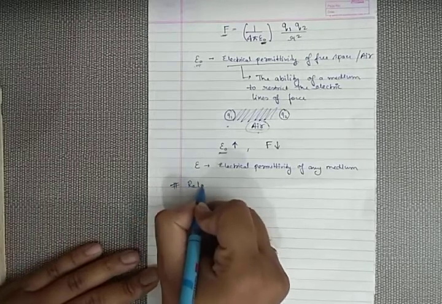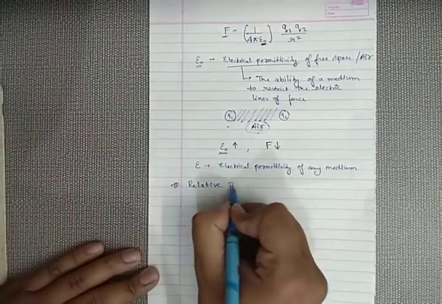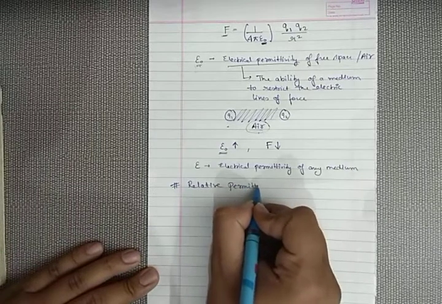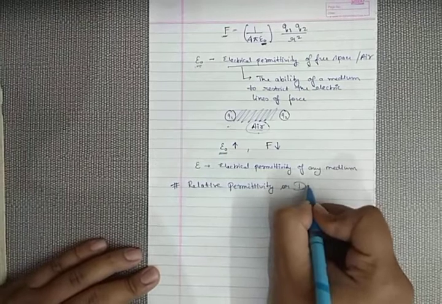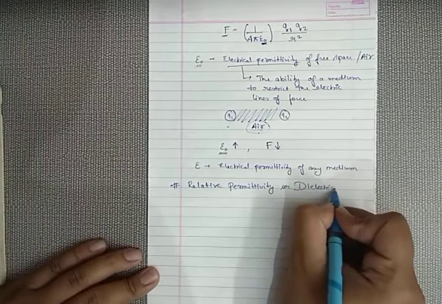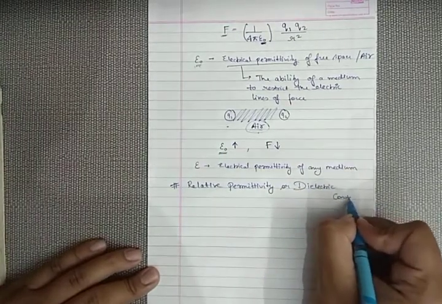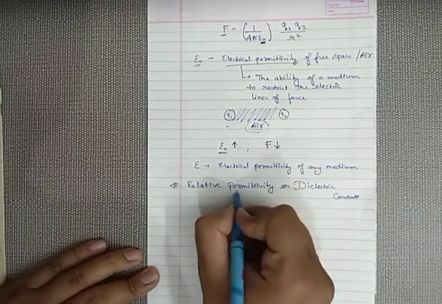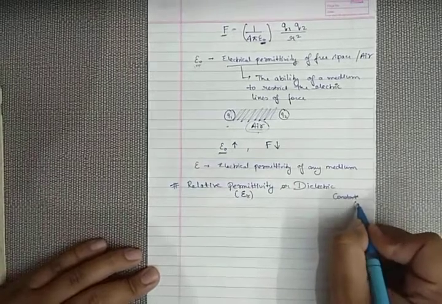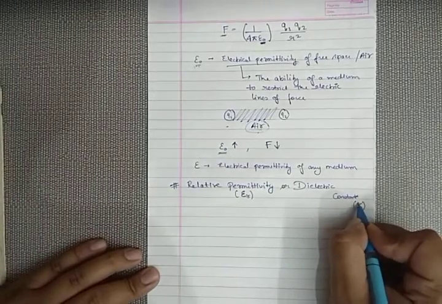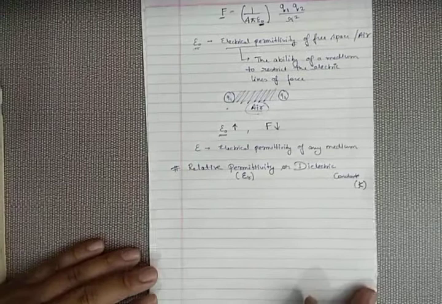This relation is termed relative permittivity, or you can also write it as dielectric constant. Relative permittivity is written with the term epsilon r, and dielectric constant is written with k. Small k is used for dielectric constant.